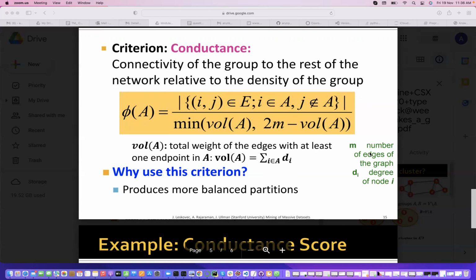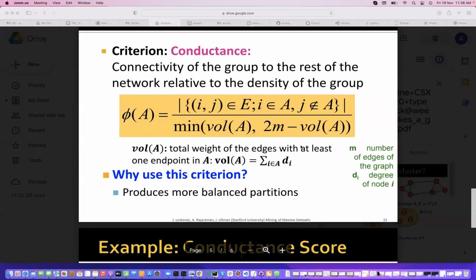Each edge connects two nodes, so for the first node it contributes 1 degree, and for the other node it also contributes 1 degree, right? If you sum up the degrees of all the nodes within the graph, twice the number of edges is nothing but the summation of the degrees of all the nodes.